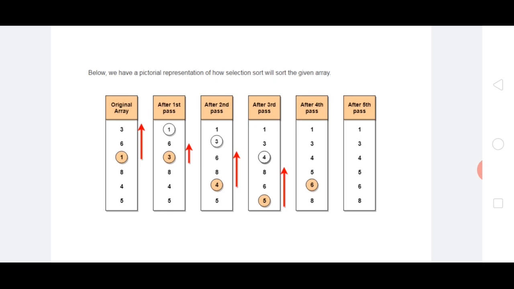Then leaving the first element, the next smallest element will be searched from the remaining elements. We will get 3 as the second smallest element in the list, so it will be then placed at the second position. Then leaving 1 and 3, because they are already at the proper position, we will search for the next smallest element from the remaining elements and put it into the third position, and keep doing until this array is sorted.